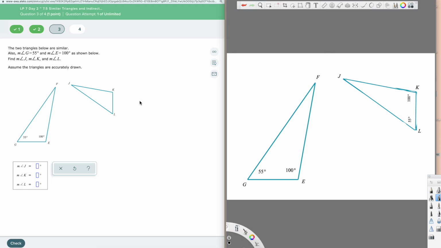All right. So let's go ahead and fill in. We need to figure out how we are going to fill in that last angle, because we don't have these two guys here, right?